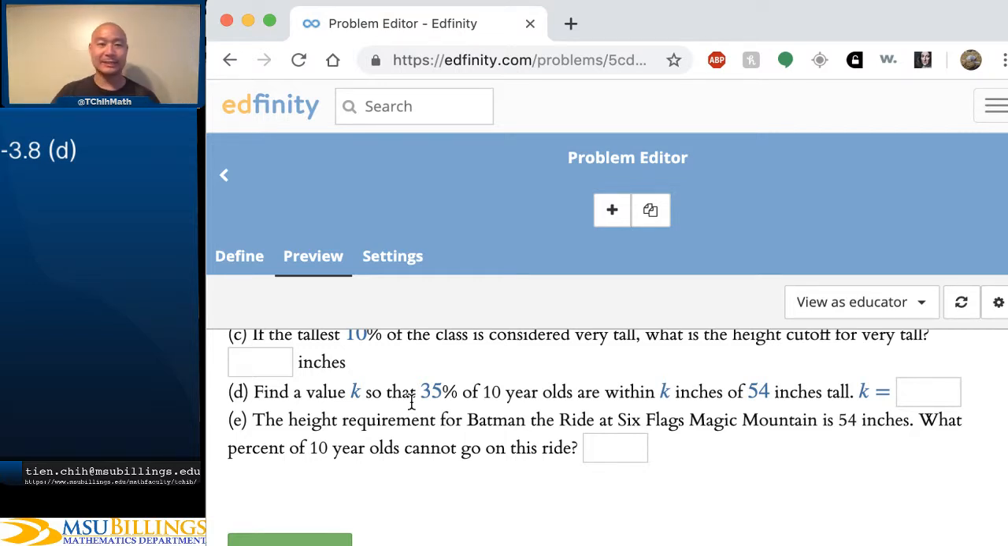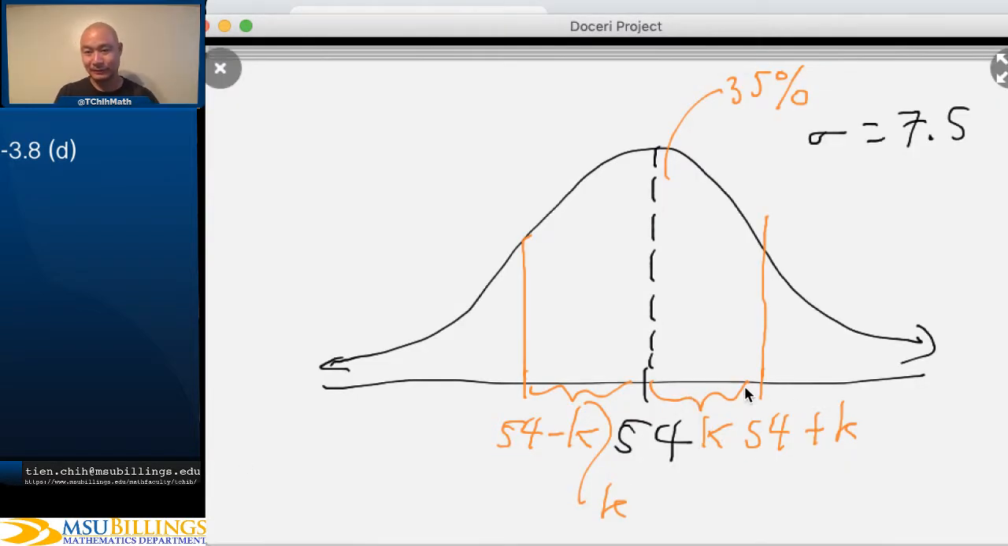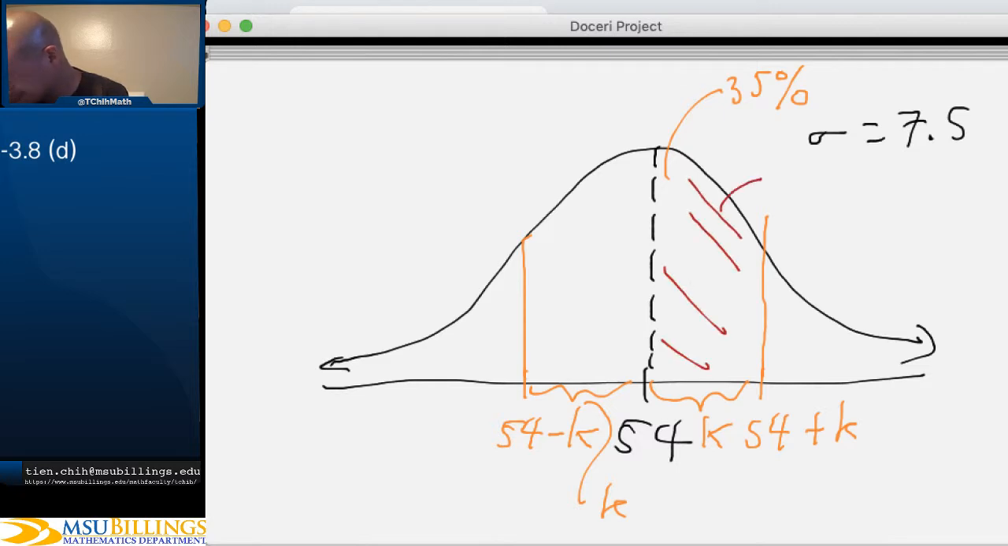Now, like I said, first things first, the fact that this problem centers around 54 is not a coincidence. 54 is the very center of our distribution, so that's right there in the middle, right? And then what we should note is that this distance here is length k, and this distance here is also length k. They're both the same length, right? This is the same as that. And so that tells me that this 35%, because the normal curve is symmetric, is split in half into these two regions. So maybe let's pick some other color, this off red maybe. This then is half of 35 or 17.5%.